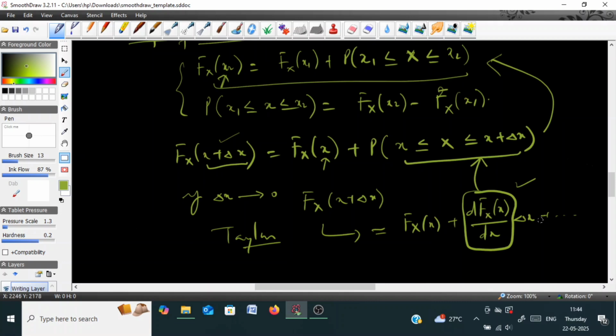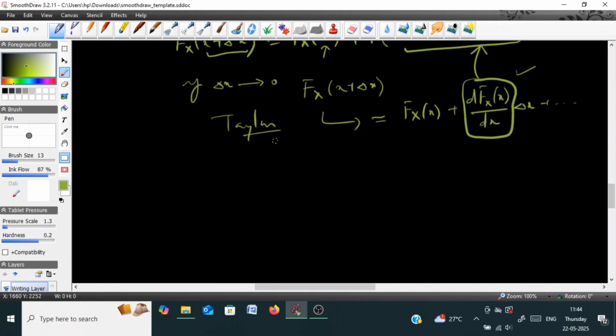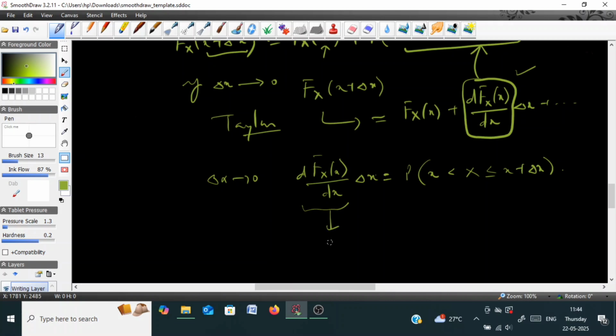Okay, derivative along with delta x. So I can say that as delta x approaches 0, dF(x)/dx times delta x becomes the probability of x less than capital X less than or equal to x plus delta x. Okay, where the derivative of the CDF with respect to x, we call it p_X(x), and this is what we define as the probability density function of the random variable.